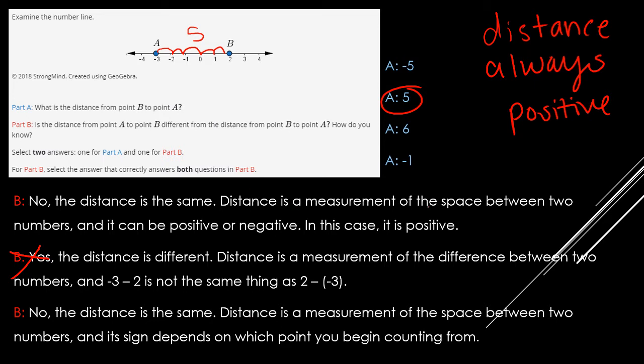The distance is a measurement of space between two numbers, and it can be positive or negative. In this case, it is positive. No, the distance is the same. Distance is a measurement of space between two numbers, and its sign depends on which point you begin from counting.